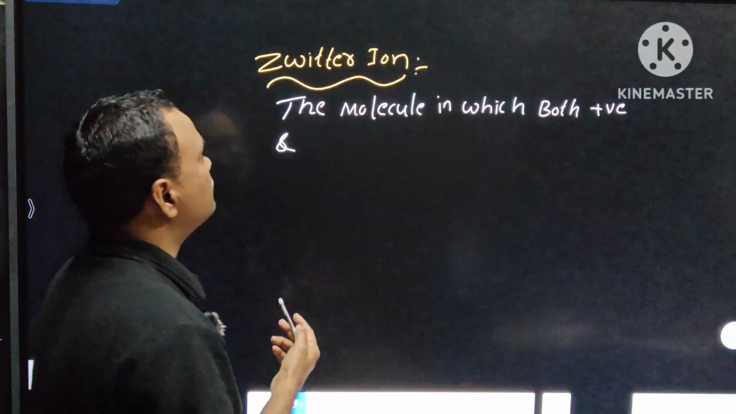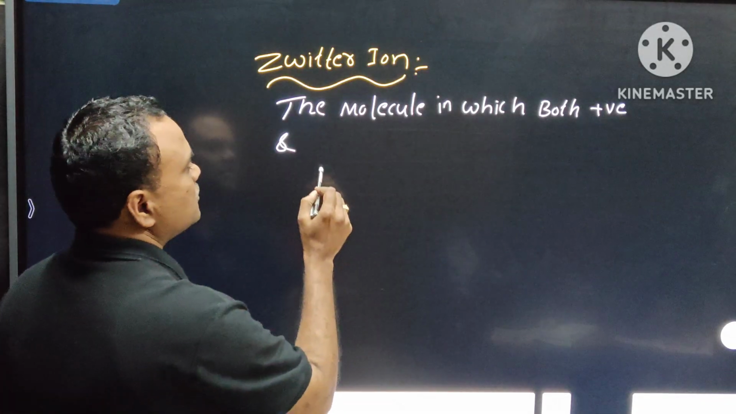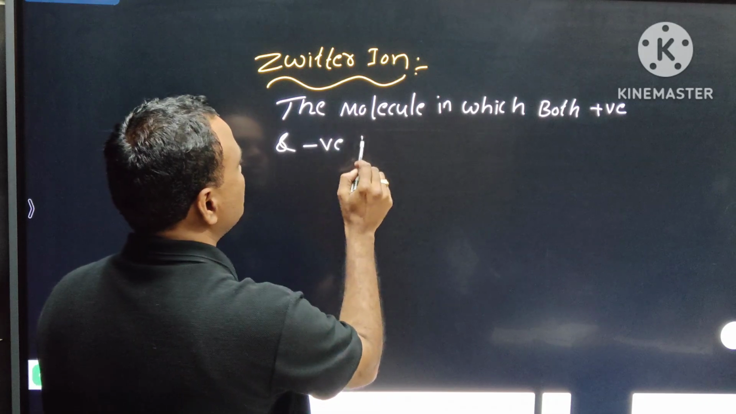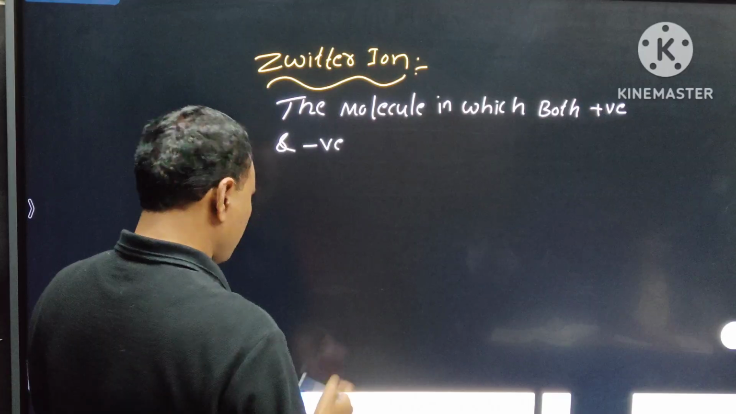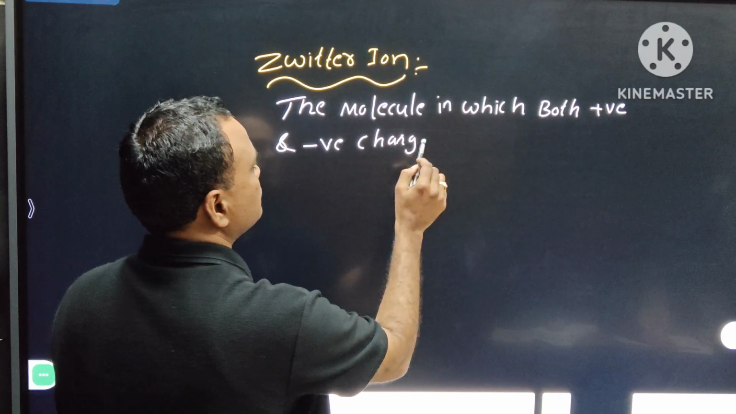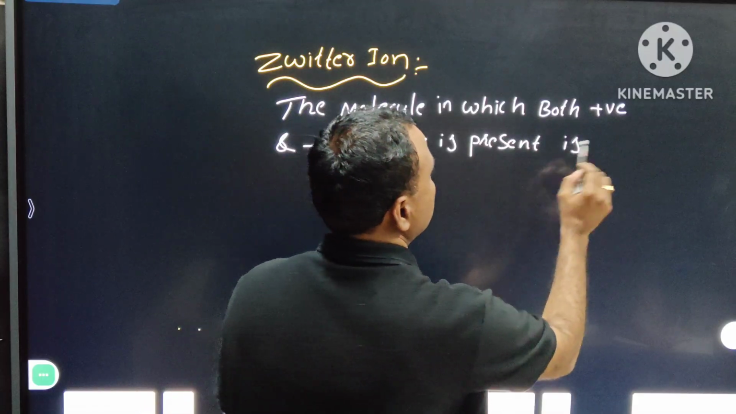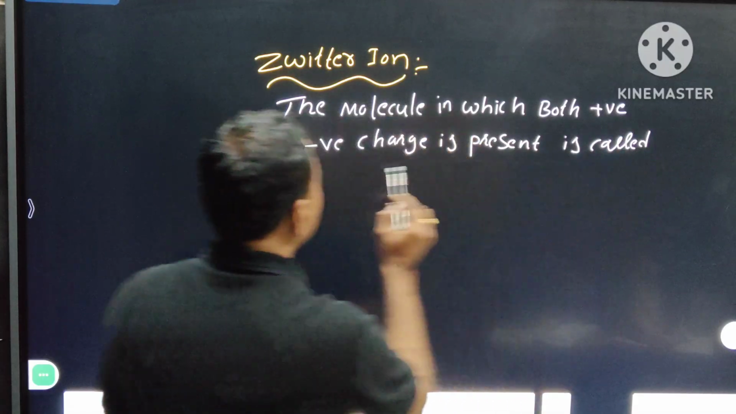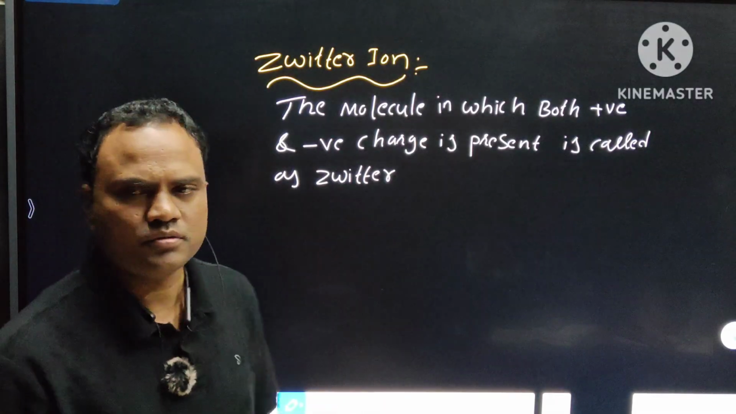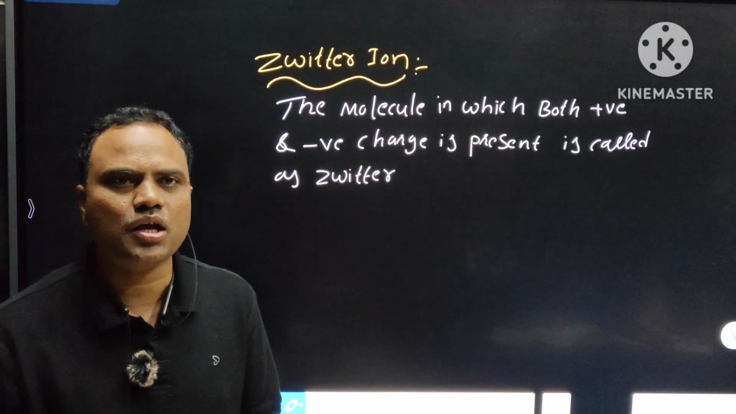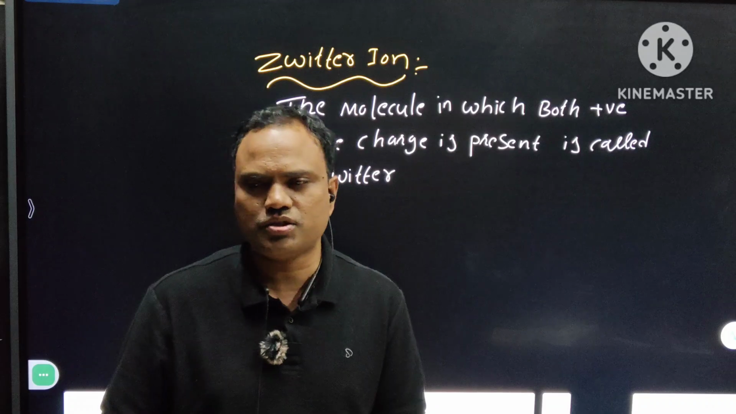Okay, now we are doing Zwitter ion only. Now only I started. Okay, both positive and negative charge is called a Zwitter ion. Simple definition. Okay, see all of you. Zwitter ion: the molecule in which both positive charge and negative charge are present is called a Zwitter ion.